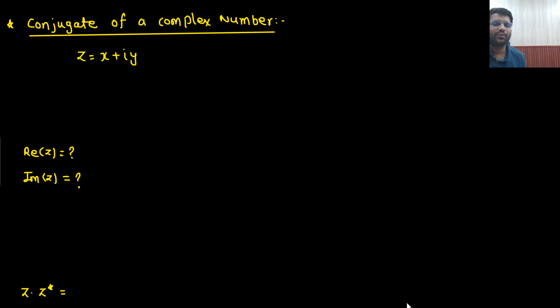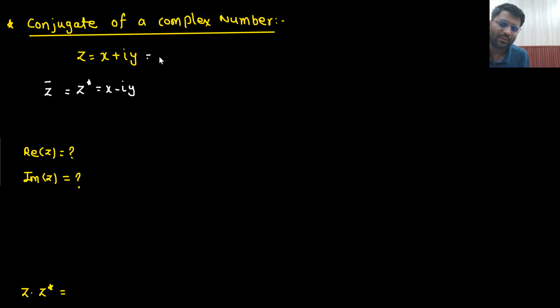What is the meaning of conjugate of a complex number? There is a simple meaning of conjugate: in place of iota you need to put minus iota. That's it. Only that is the meaning. If I am asking you to calculate the conjugate of a complex number, what do you need to do? In place of iota you put minus iota, nothing else. This is known as the conjugate of complex number z. This is represented in this manner as well, z bar. Conjugate of a complex number: in place of iota you put minus iota, job done.